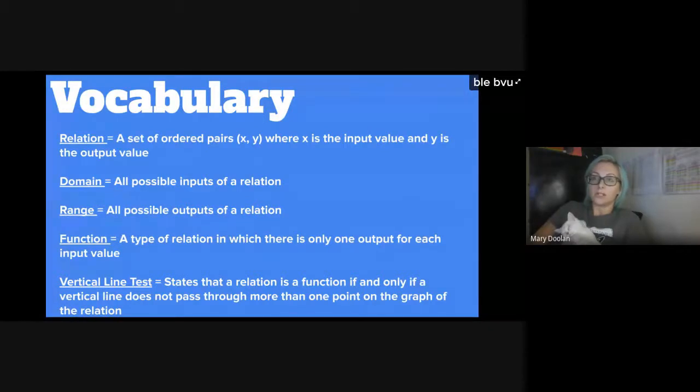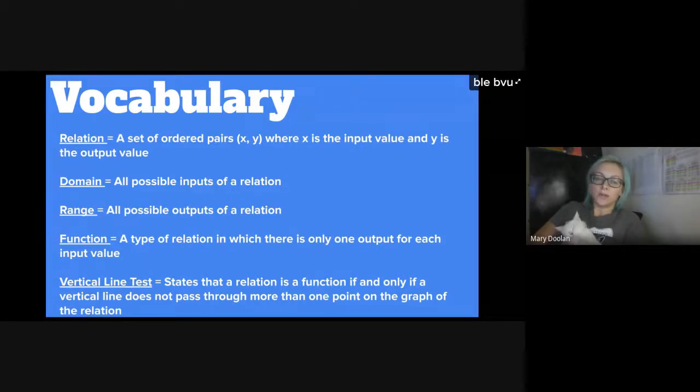And now a function is a type of relation in which there's only one output for each input value. All functions are relations, because a relation just means it's a set of ordered pairs. But not all relations are functions, because functions are special types of relations. There has to be one output for each input. We're going to see what that looks like in terms of a graph and in a mapping diagram.